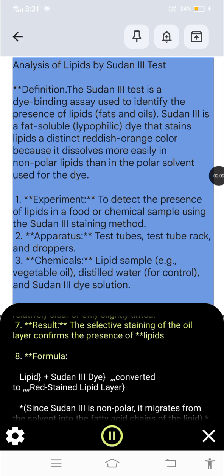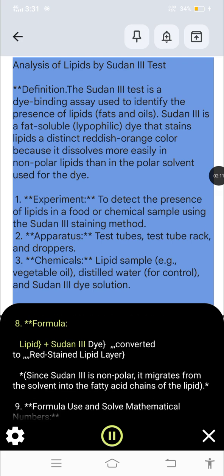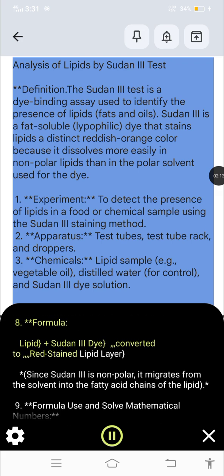8. Formula. Lipid plus Sudan 3 dye converted to red stained lipid layer. Since Sudan 3 is nonpolar, it migrates from the solvent into the fatty acid chains of the lipid.